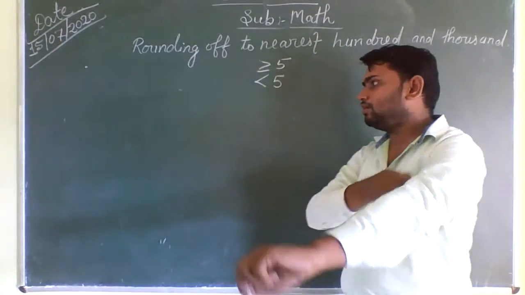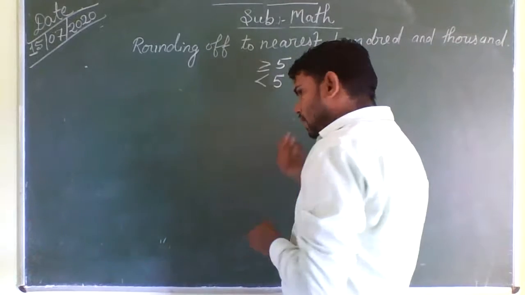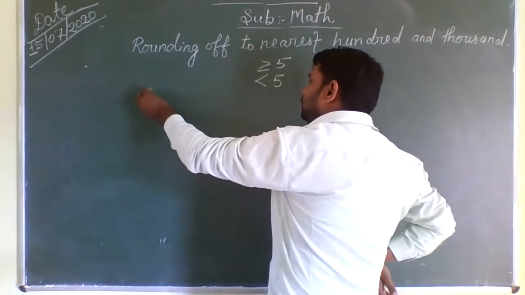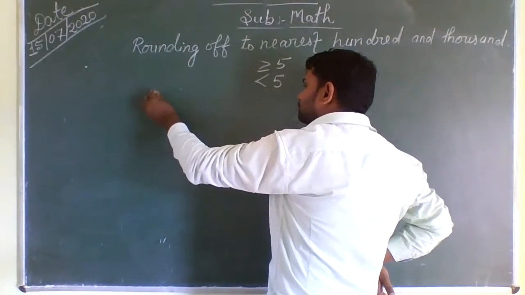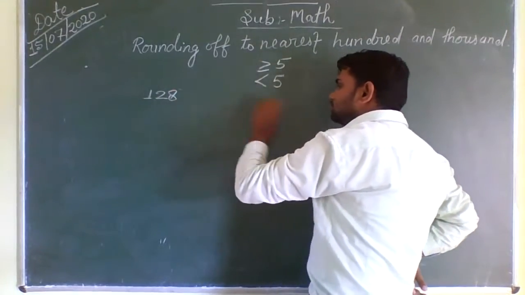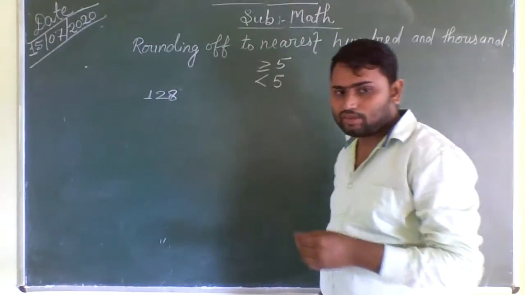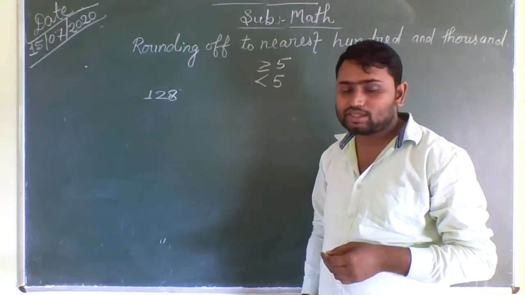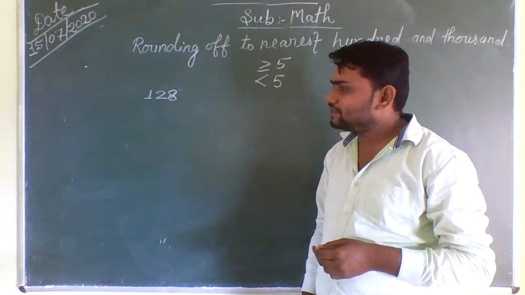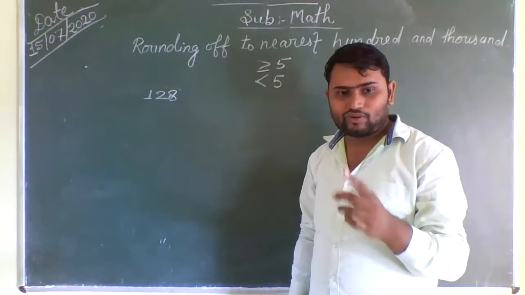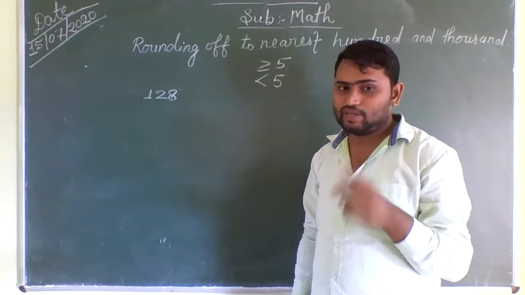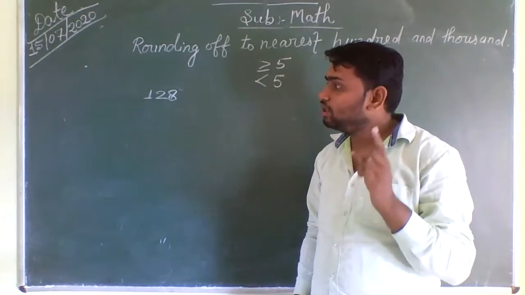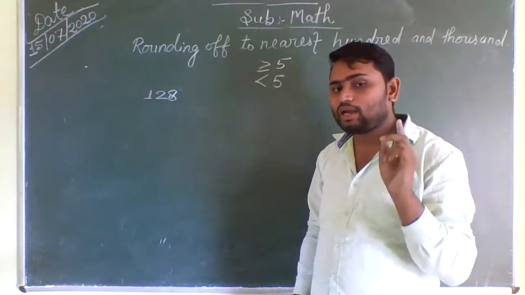For example, we have a number, 128. We have to find its nearest 100. So, what was the first step to find the nearest 100 of any given number? We will go to the digit at the 100 place.